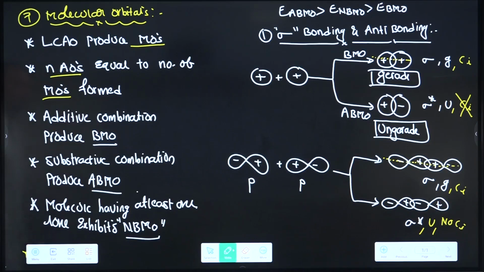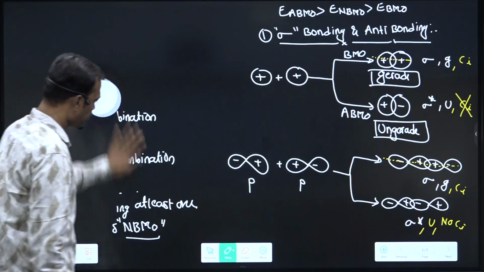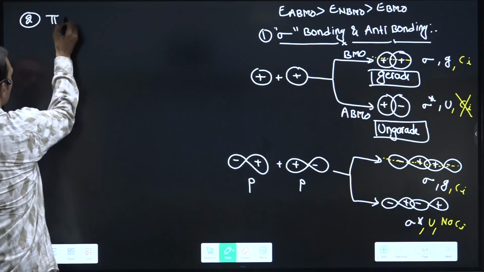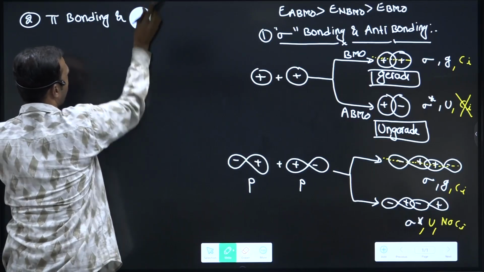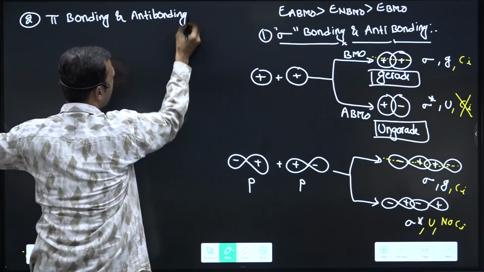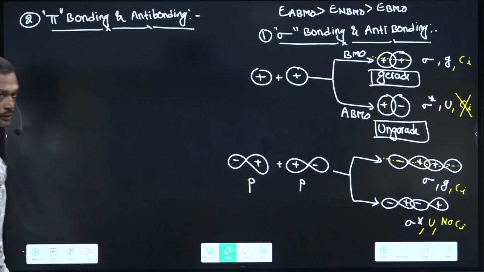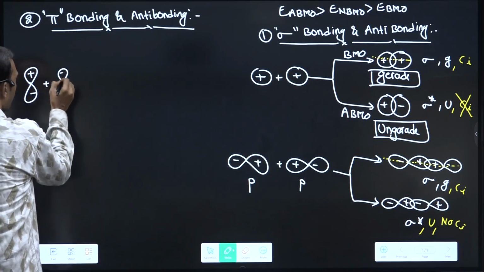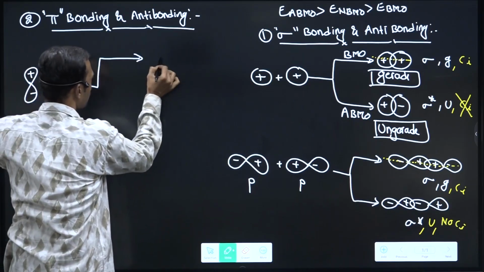Clear? Second one, pi bonding and anti-bonding molecular orbitals of pi. Pi overlap is sideways overlap, not head-on overlap. So two possible sideways overlaps are present.